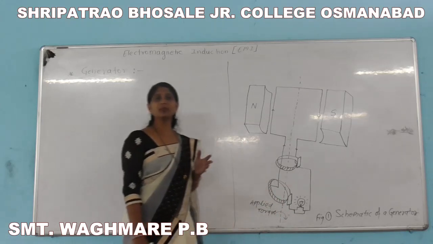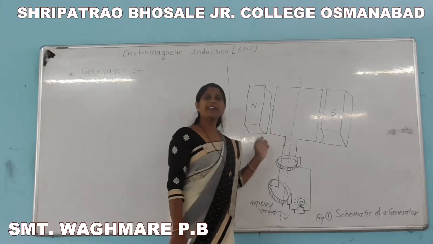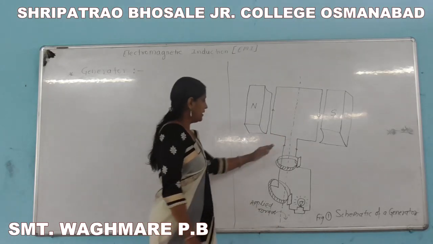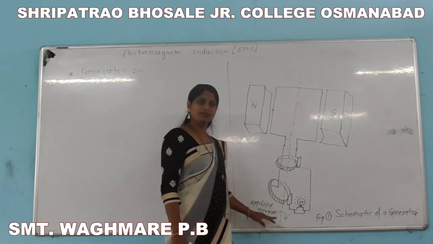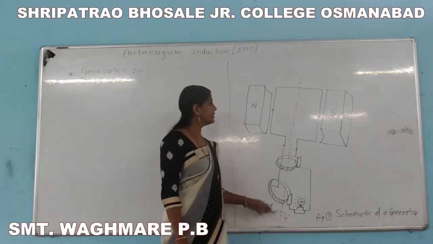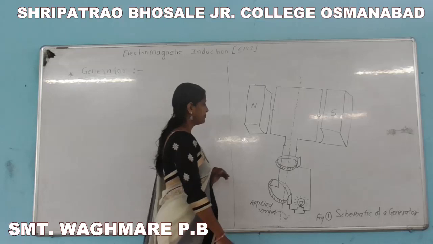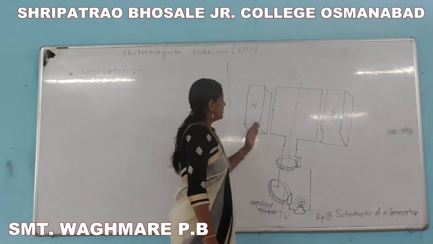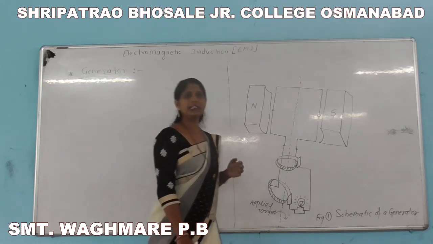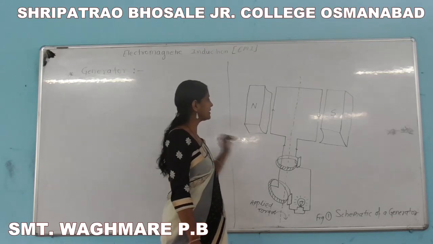From this we can say that current is induced in the coil when the coil rotates in the magnetic field. This coil can be rotated by applying torque, and we can use a turbine for that. Now we will discuss how this coil will rotate and how the EMF will be induced in this coil.